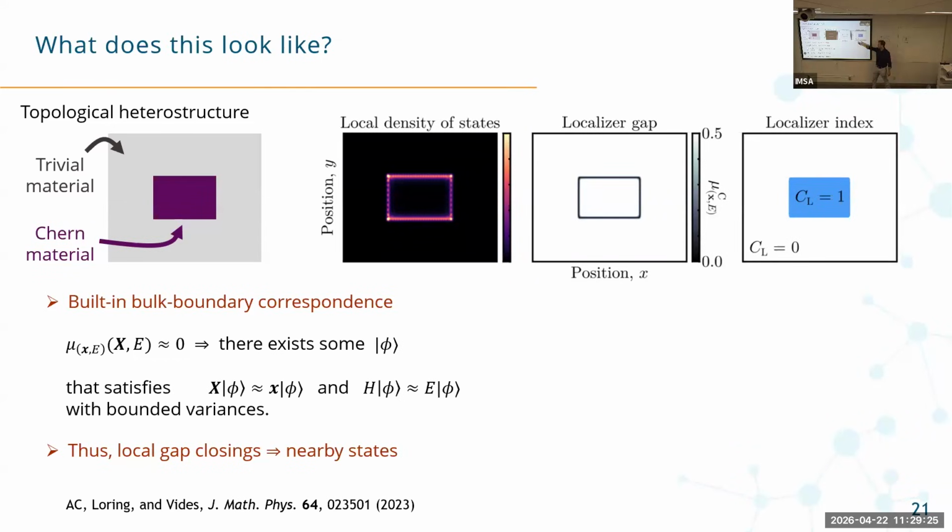So anytime that you find that this local gap is close to 0, you're guaranteed that there's a nearby approximate state localized there in both position and energy. And so local crossings, that closing, is guaranteed nearby states. This is Freddie and Terry's result from a couple of years ago.